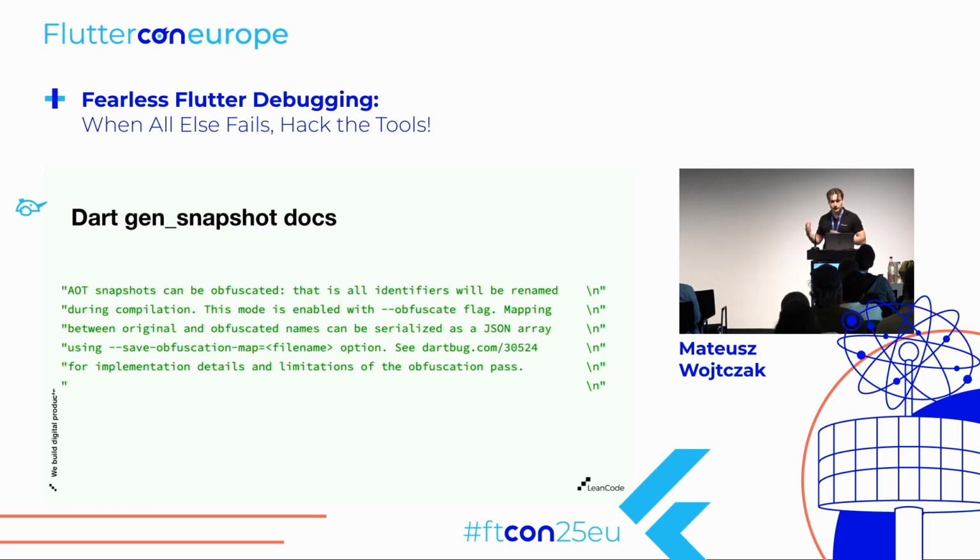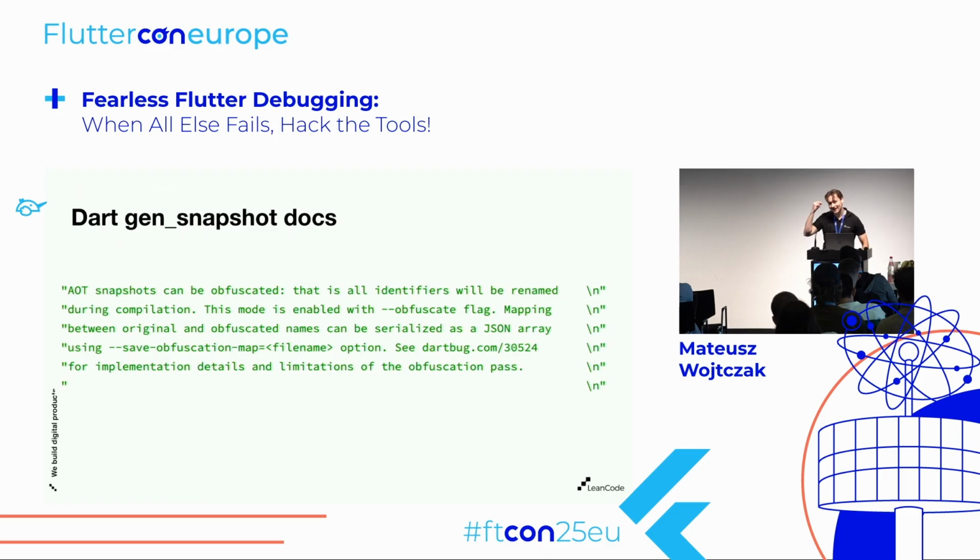And we found in the Dart documentation, inside Dart code, a comment about it, which says that when you use obfuscate, the mapping between original and obfuscated names can be serialized as a JSON array using the save-obfuscation-map option. So it gave us the idea that in our Flutter SDK there's some usage of gen_snapshot, which has to be there because you compile Dart code. Somewhere in the Flutter tools has to be the command that invokes the Dart compiler and actually compiles the code.